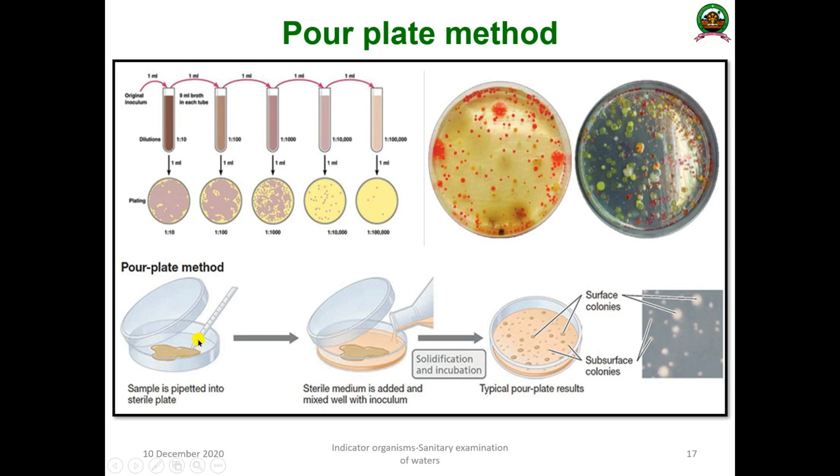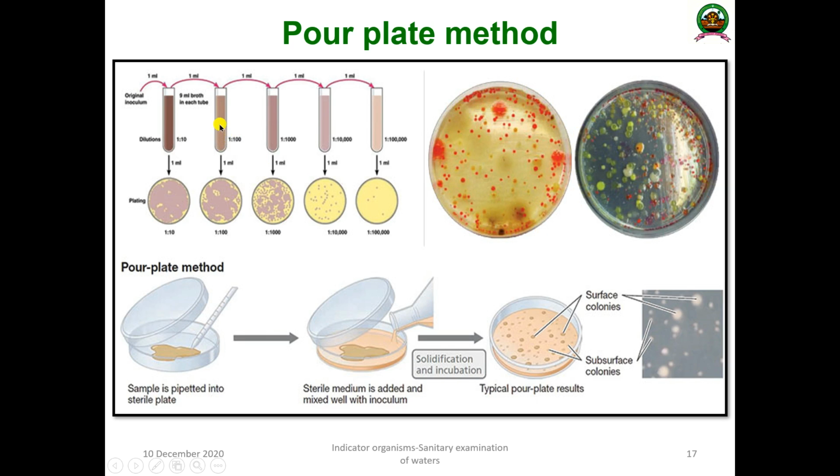Take 1 ml from this particular tube into an empty Petri plate. Then you add the medium like this and mix it thoroughly. Then keep it for overnight incubation. The next day you can see like this: so many colored, beautiful bacteria. These are highly dangerous pathogens. In 1 ml of the sample, this much bacteria are present. That is what I wanted to tell you.